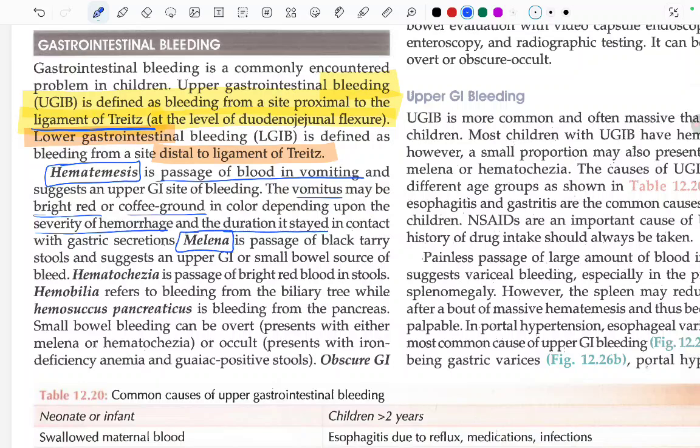And what is melena? Melena is passage of black tarry stools and suggests an upper GI bleed or a small bowel source of bleed, right? And there's something called hematochezia. This is the passage of bright red blood in the stools. There's something called hemobilia. This refers to bleeding from the biliary tree, while hemosuccus pancreaticus is bleeding from the pancreas.